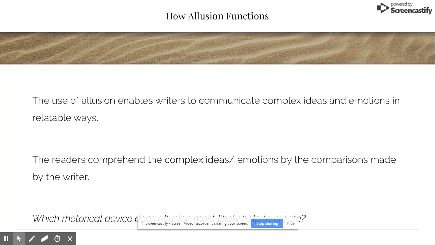So if I say on my first day of school, Toto, we're not in Kansas anymore, I don't have to then spend a paragraph talking about how my character feels out of place. They maybe are feeling like they don't fit in, or this is a new environment to them. Just from that one allusion, I make that connection. So you might want to think about, which rhetorical device does an allusion most likely help to create? Ethos, pathos, or logos?